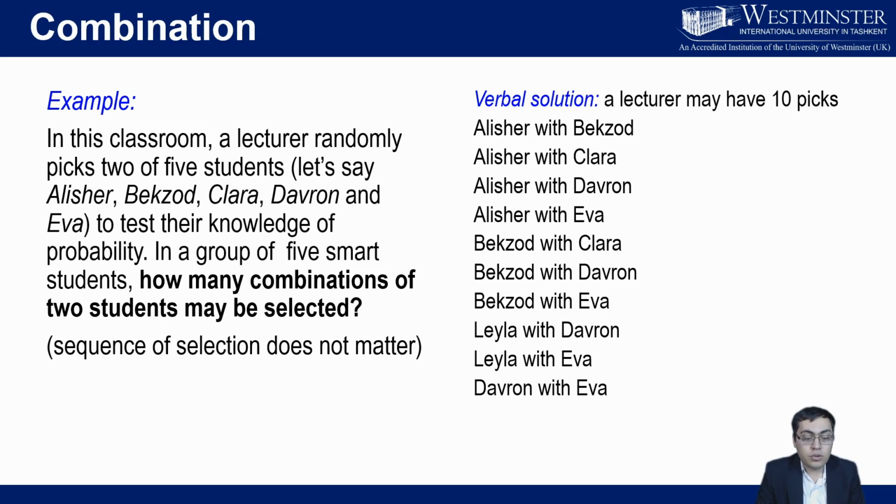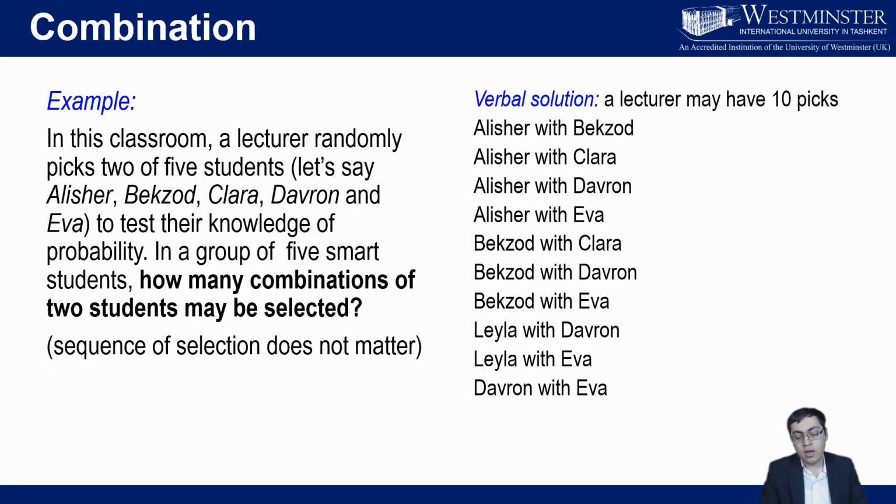The next thing that we will discuss is combination. So consider this example. In a classroom, a lecturer randomly picks 2 out of 5 students, let's say their names are Alisher, Begzat, Clara, Davran, and Eva, and asks them a question, right? So in this group of 5 students, how many combinations of 2 students can be selected? Notice that the sequence of selection does not matter. That is, if I picked Alisher first and then Begzat, that is the same thing as selecting Begzat first and then Alisher.